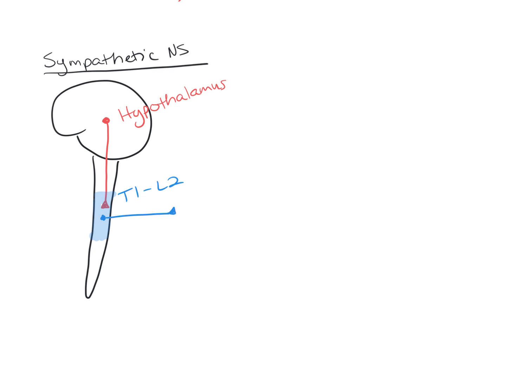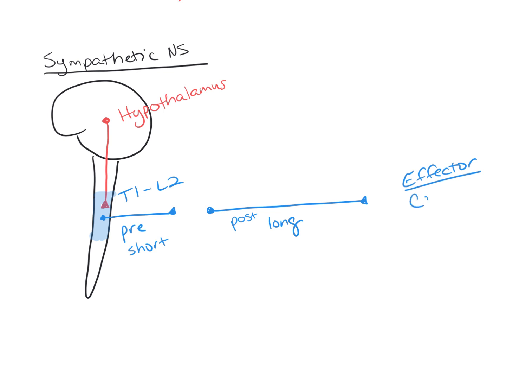It has the preganglionic neuron, which is right here, and then it has the postganglionic neuron, which is right here. The preganglionic neuron is always short, and the postganglionic neuron is always long. The postganglionic neuron, which is this one right here, will end at an effector. And the effector will be either the cardiac muscle, smooth muscle, adipose tissue, or glands.